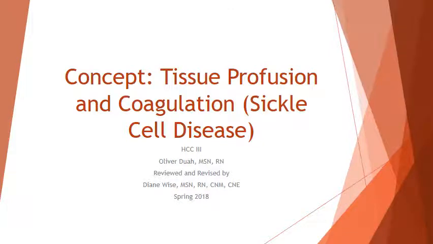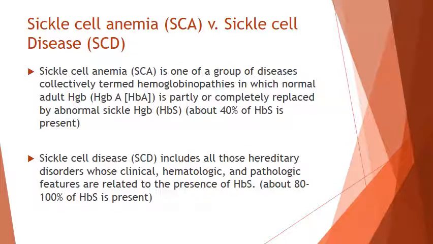The concept that we're going to talk about here is tissue perfusion and coagulation, specifically related to sickle cell disease. What is the difference between sickle cell anemia and sickle cell disease? Sickle cell anemia is one of a group of diseases that are collectively termed hemoglobinopathies.